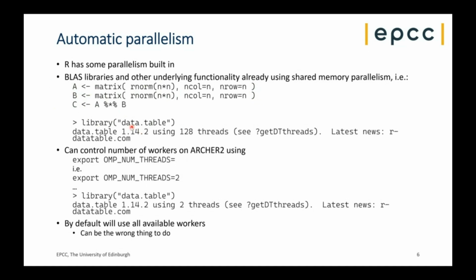Likewise, some of the libraries you can import, particularly data.table, when you import it, will try to use multiple workers to do some of this stuff. You can see this as something like Pandas data frames inside Python doing a similar kind of thing. Now, by default on ARCHER2, on a compute node, it's going to look for all the workers it has available and try to use them all, 128.